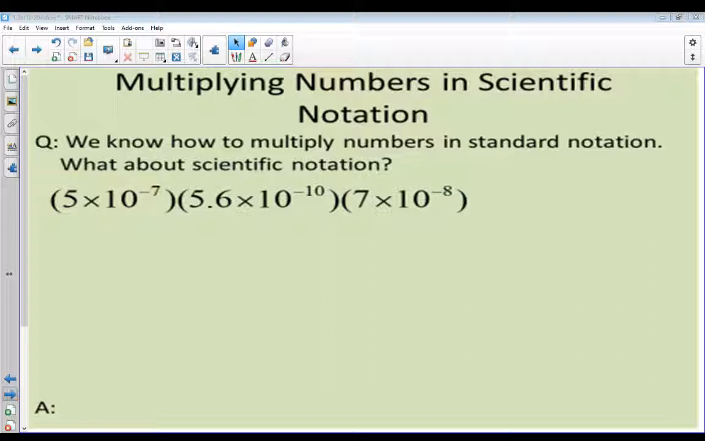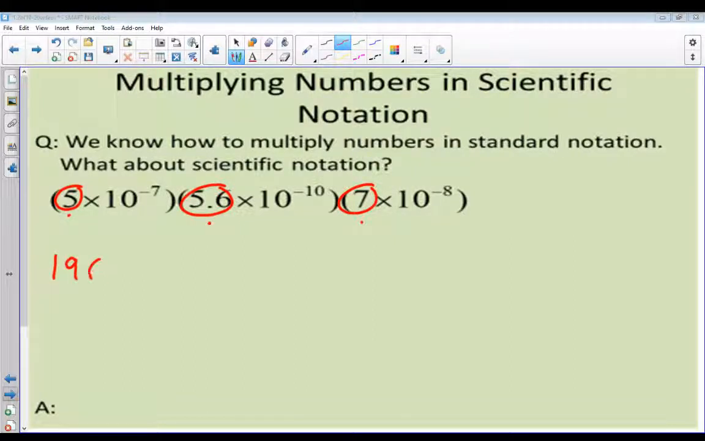All right, I'm good. So the way we can break this up is we can first multiply the numbers in front together. Or in other words, you can just do 5 times 5.6 times 7. So if we do that real quick in the calculator, that gives you 196. Just like that, you've just finished half of the problem.